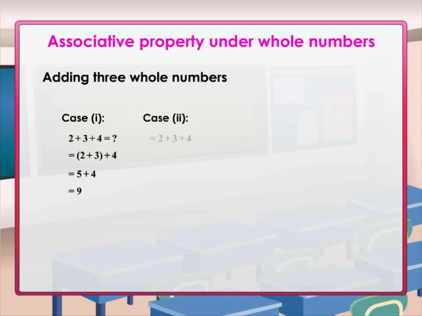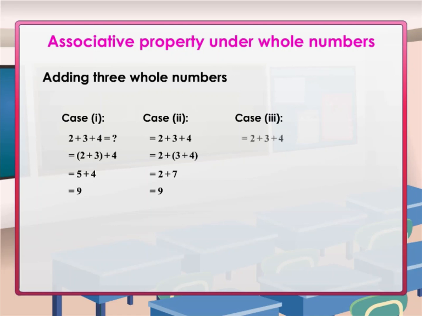In the second case, let us group 3 and 4. We write it as 2 plus, inside the brackets, 3 plus 4, which indicates we need to add 3 plus 4 first. We get 2 plus 7, which is equal to 9. Here again, the answer is 9.